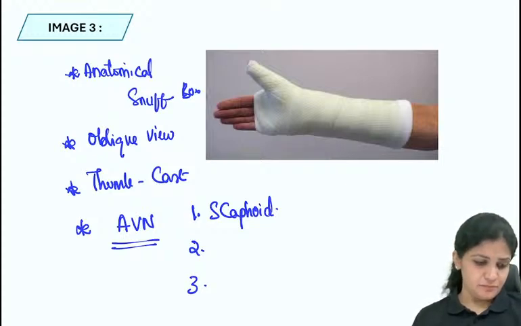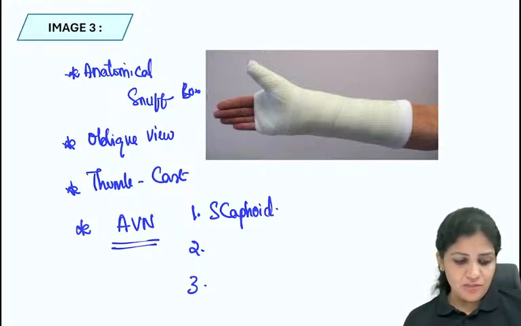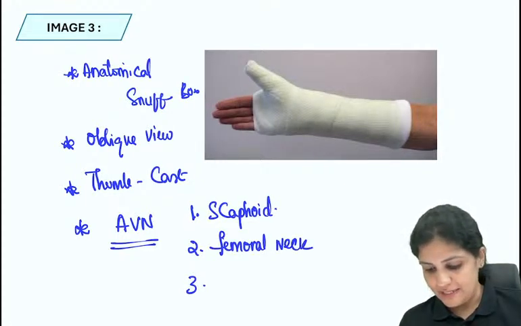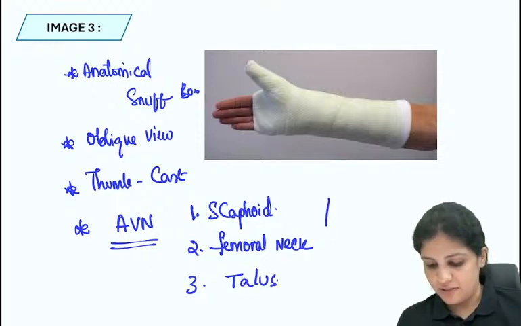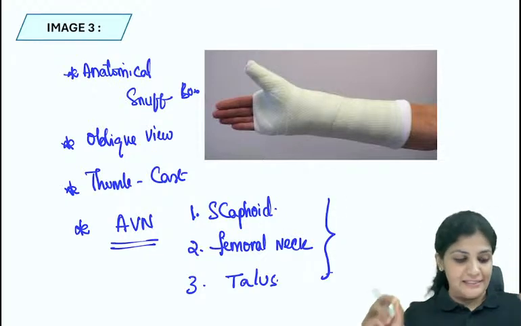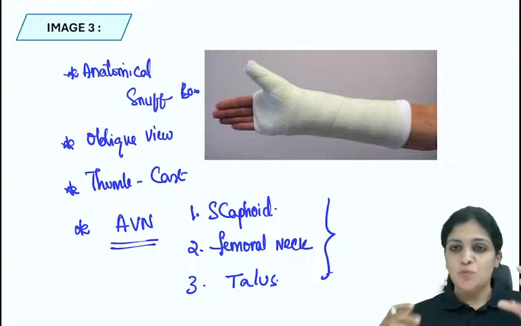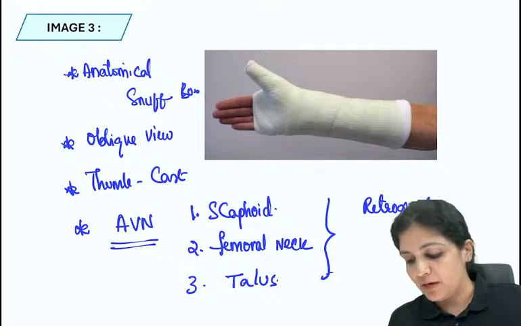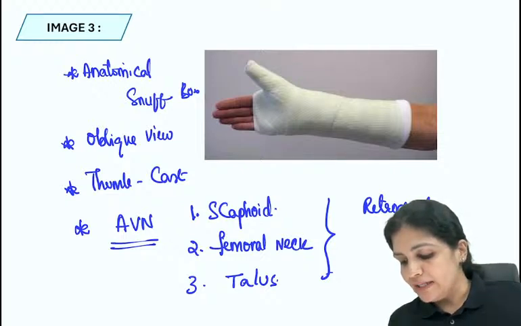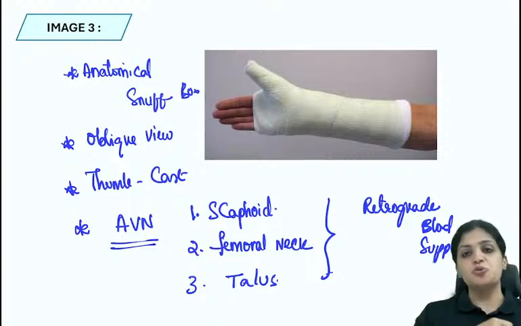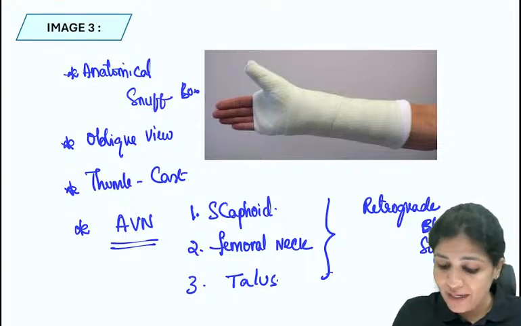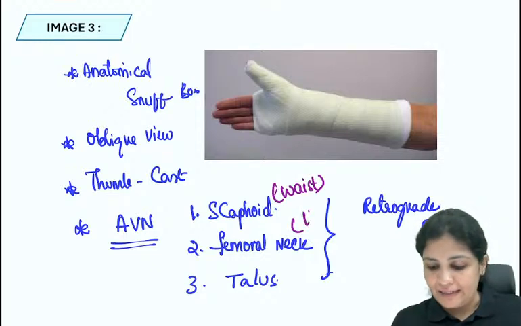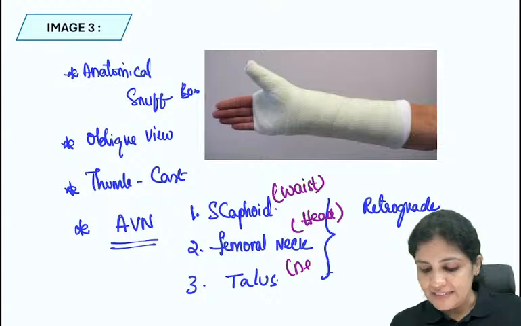Scaphoid is already written here. Okay, femoral neck. Very good. Yes, the talus. So the scaphoid, the femoral neck and the talus. These three are the areas which are prone for avascular necrosis because of the peculiar blood supply, that is the retrograde blood supply. In the case of the scaphoid, it is from distal to proximal. So here the waist, the center part of the scaphoid, is at risk, and in the femoral neck, the head is at risk, and in the talus, the neck is at risk.